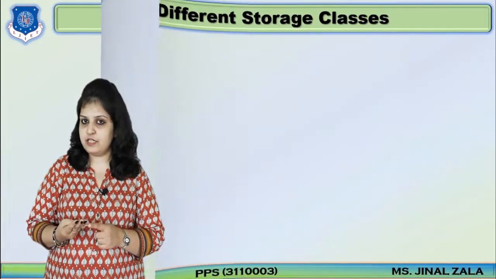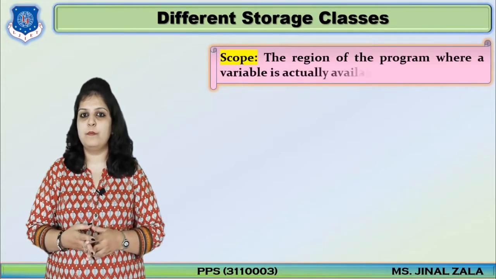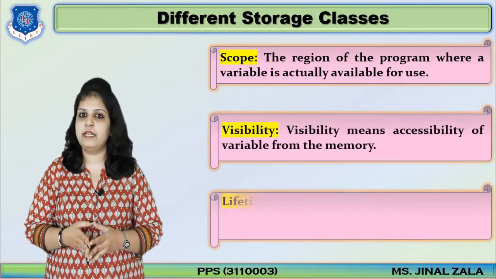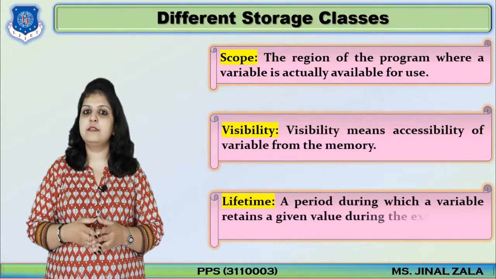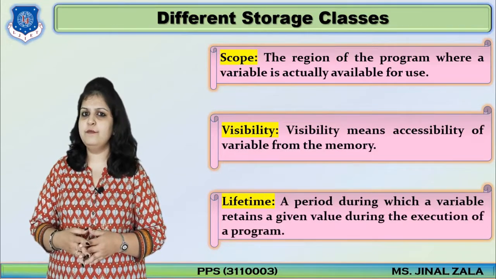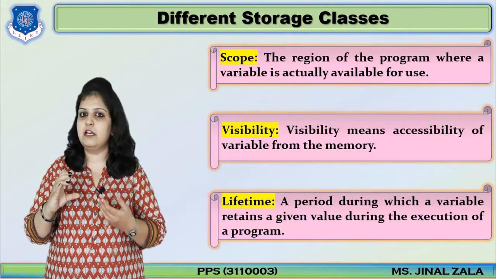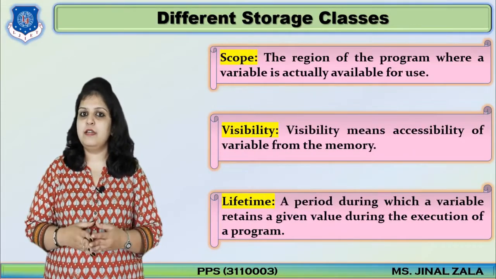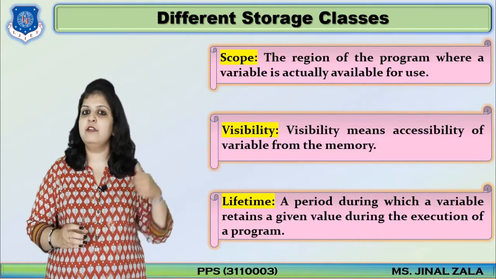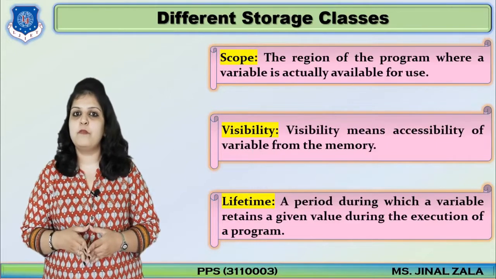So these four storage classes are divided using different terms, like first is scope, second is visibility, and third is lifetime of a variable. According to these terms, our storage classes are divided into four categories. So first of all, what do you mean by scope? Scope means the region of a program where we can access the variable. Suppose our variable is a local variable, then we can access it only in a particular function, and when we have a global variable, then we can access it throughout the program. So this is called the scope of a variable.